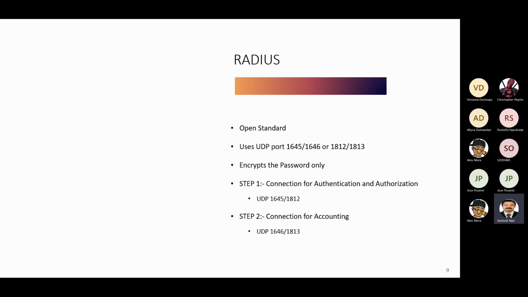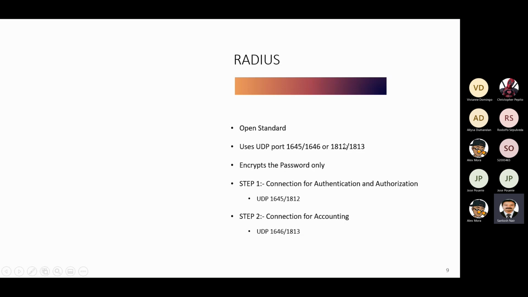And 1812 and 1813. So if you ask what is the difference, these are the legacy ports that were used. Nowadays, all the new Radius code is using the new port numbers, that is 1812 and 1813. So if we go for a Radius server that is implemented for MFA, Azure MFA, the port that the Azure MFA Radius server is using is 1812 and 1813.